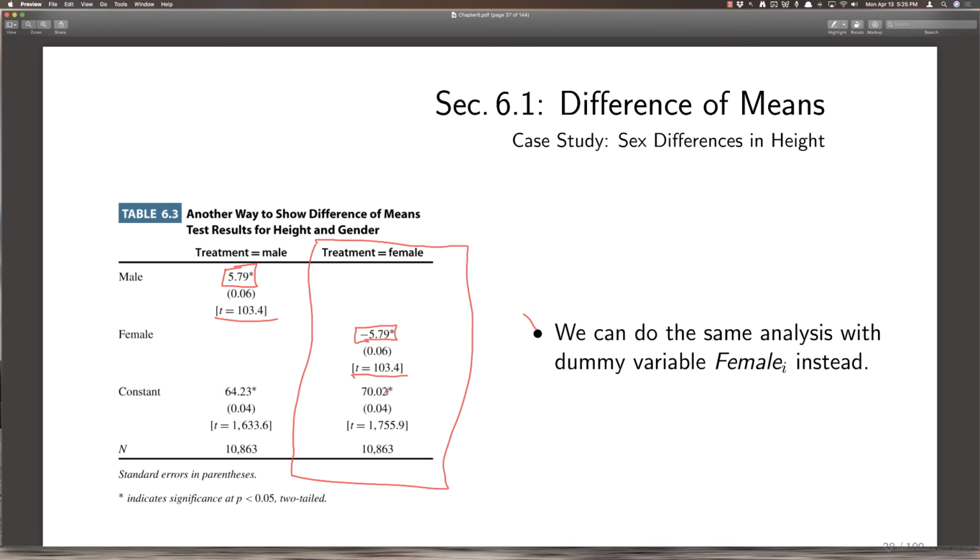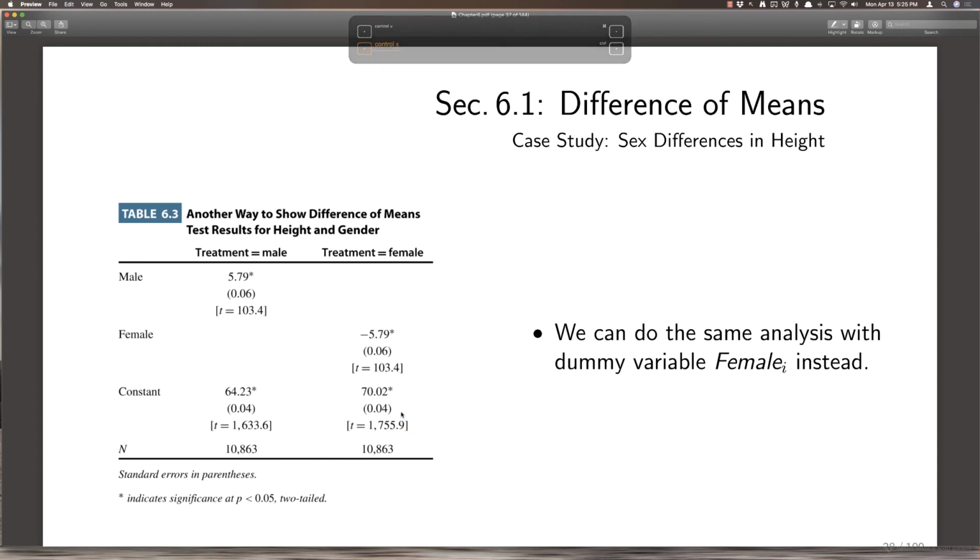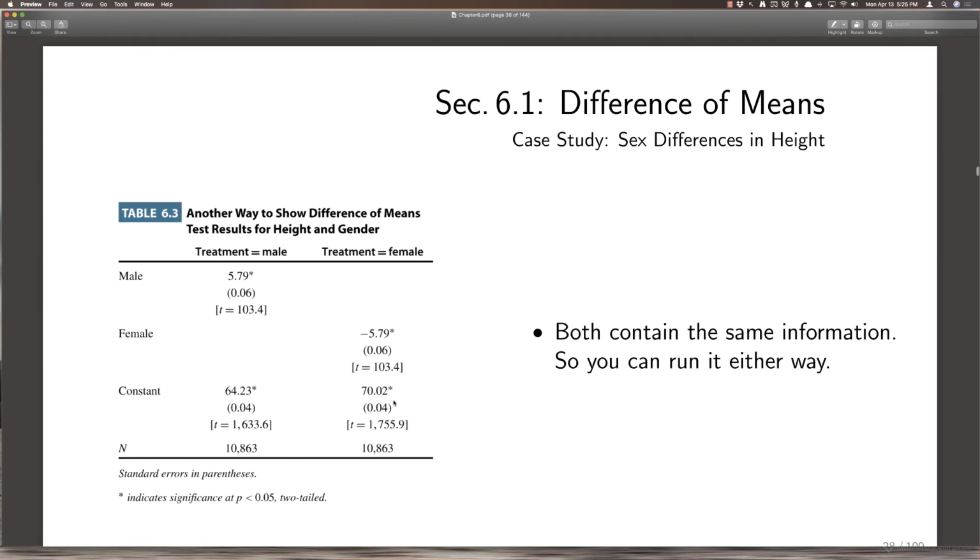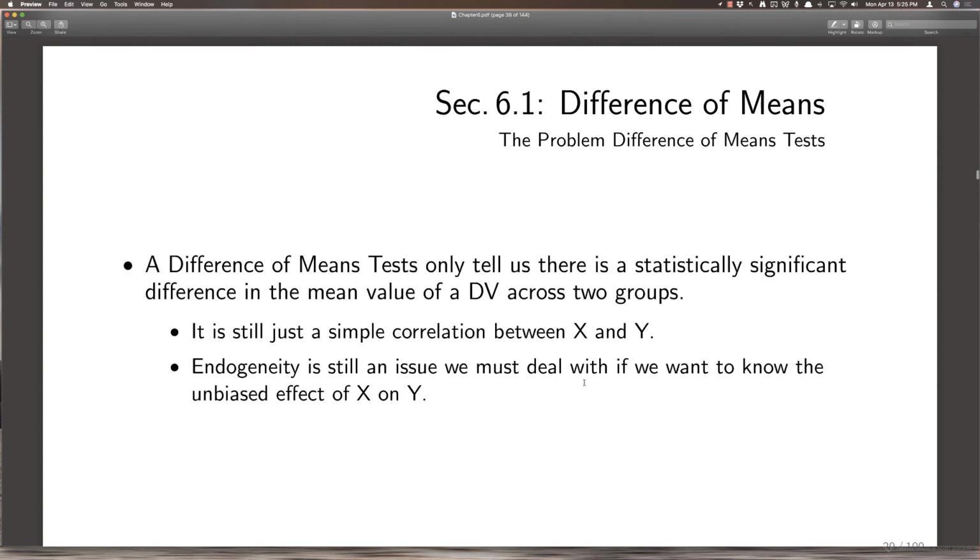So again, it doesn't matter which way you run the model. So don't worry too much about, am I coding this variable as a 1 or a 0? The information is the same in a difference of means test. You get the same information. You just have to be careful when you're interpreting it to remember which category got the 1, right? Because the constant is going to be the average for the category that got the 0 in the dummy variable regression or the difference of means test. Both contain the same information. You can run it either way.